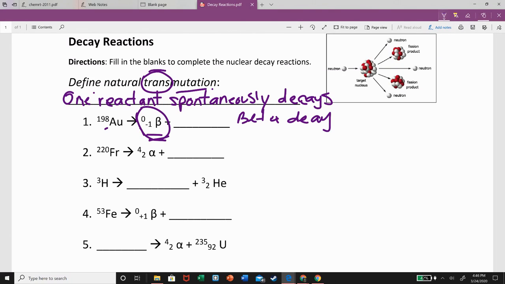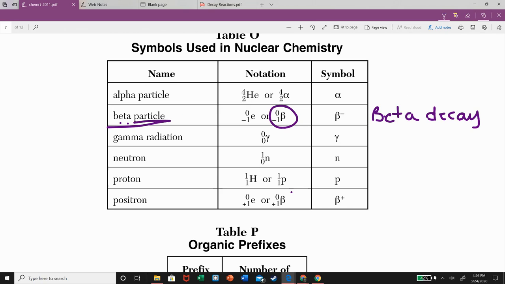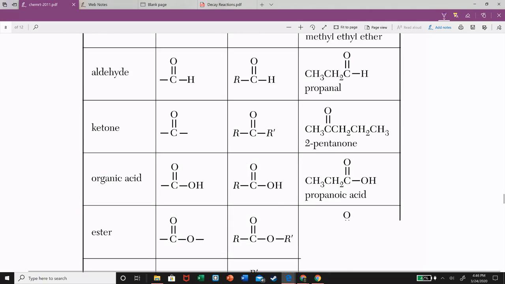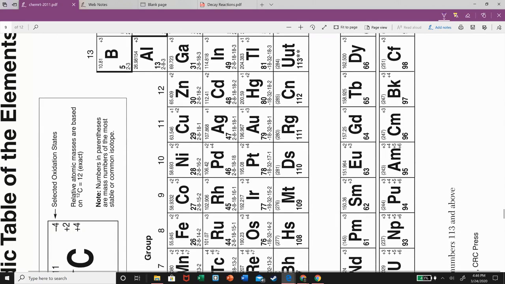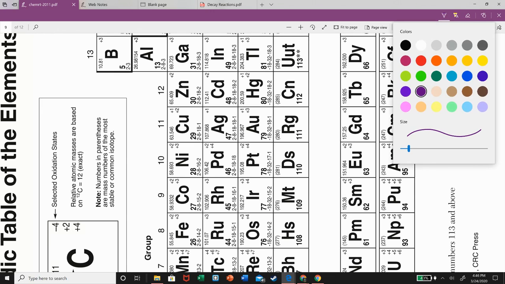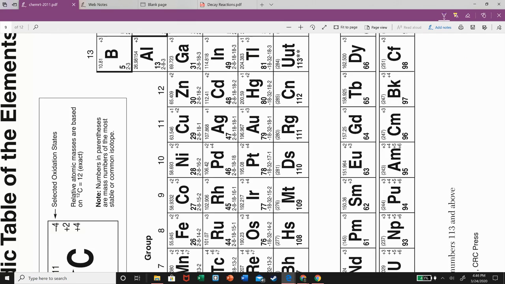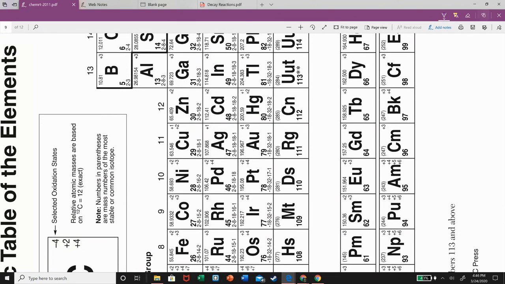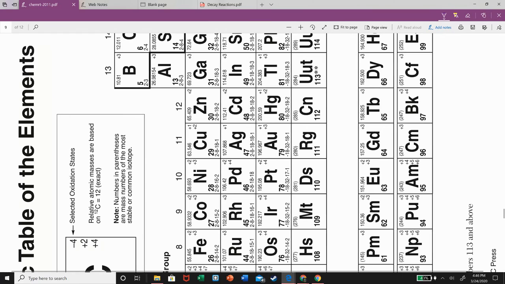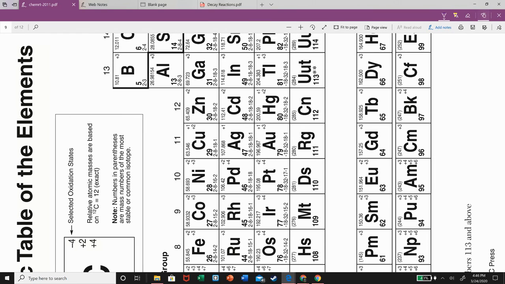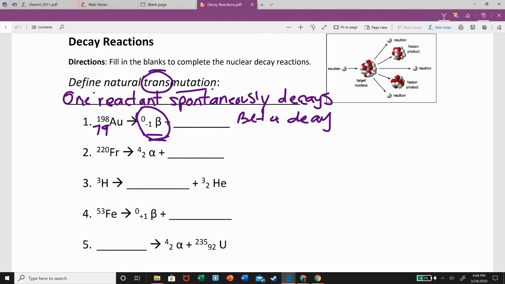All right, so how do I know that that's going to be 79? I go over to my periodic table, and I'm going to find gold. Au, give me your gold, number 79, right? So there we go. We've got our gold, which is number not 179, but 79. Okay. So then gold is 79.